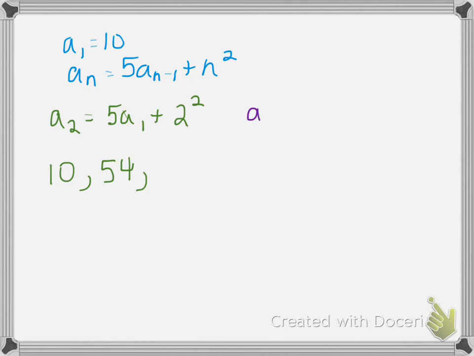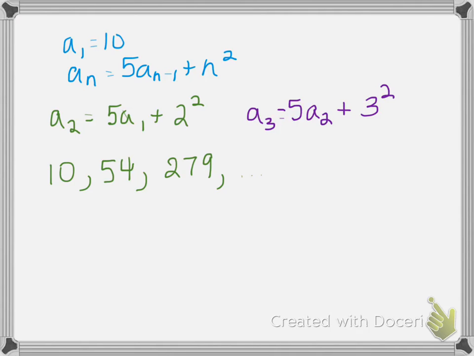If I want the third term, it would be 5 times the second term, because that's the term before it, plus 3 squared. So that would be 5 times 54 plus 9. I think that gives you 279. You can continue.